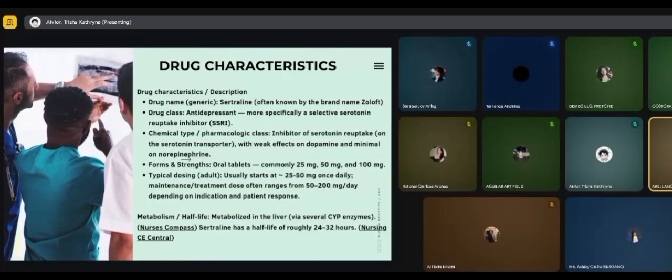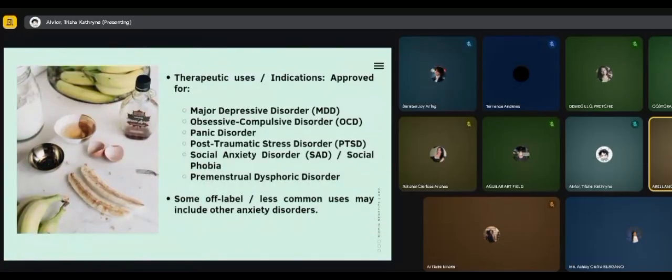Sertraline is primarily used to treat several conditions such as major depressive disorder, OCD or the obsessive compulsive disorder, panic disorder, and PTSD or the post traumatic stress disorder, social anxiety disorder, and the PMDD or the premenstrual dysphoric disorder. It is metabolized in the liver with a half life of around 24 to 32 hours, which is why it is taken once a day.